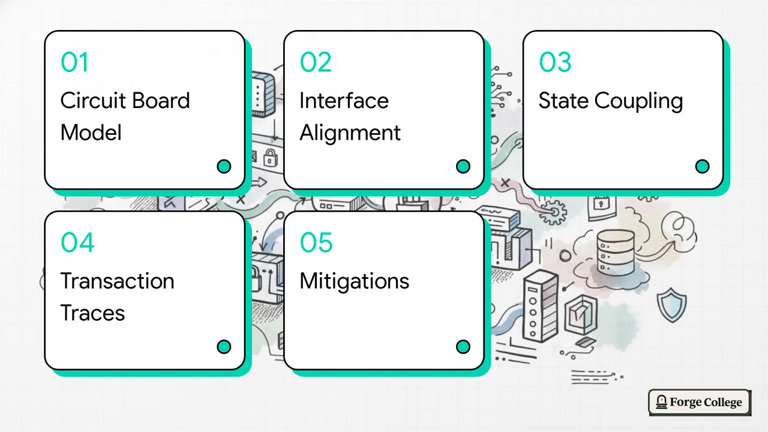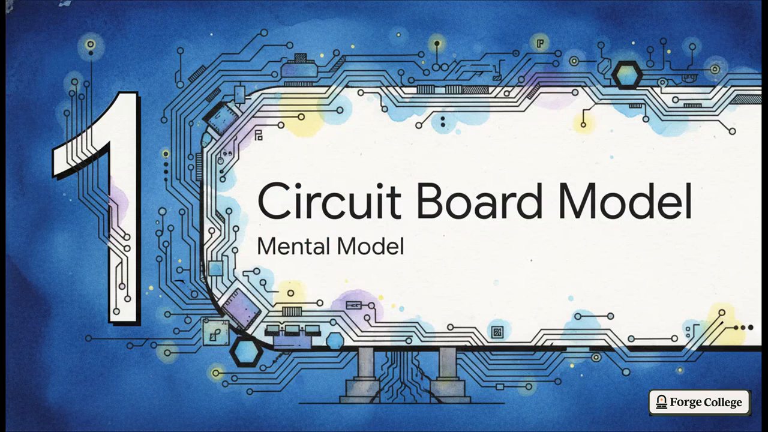So here is our literal safety inspection checklist for today. First, the circuit board model. Second, interface alignment. Third, state coupling. Fourth, transaction traces. And finally, number 5, mitigations. Let's get to it. Step 1 on the checklist, the circuit board model.